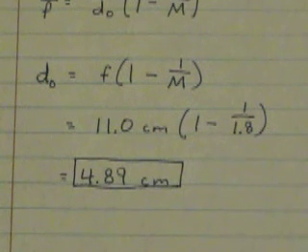Plug in the numbers at this point. So you have 11 centimeters times 1 minus 1 over 1.8, and we get an answer of 4.89 centimeters, which means we need to hold the lens 4.89 centimeters away from the insect. That's the end of the Chapter 21 homework.